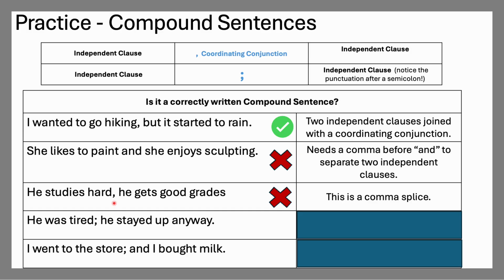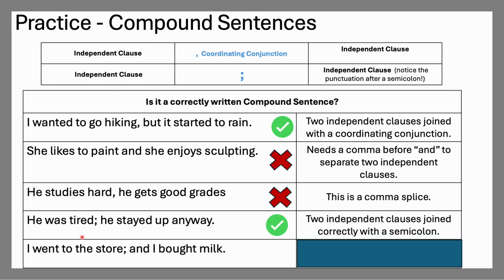This is a great example, a way to see this comma is splicing these two complete sentences in half. It's not used appropriately. We need a comma coordinating conjunction, we need a semicolon, or we need a period. This next one, he was tired, semicolon, he stayed up anyway. We see on either side of this semicolon two complete sentences. This is correct. Two independent clauses, two complete sentences.